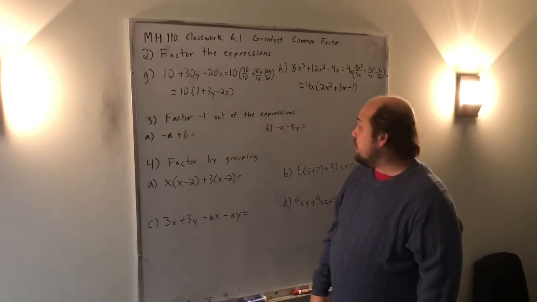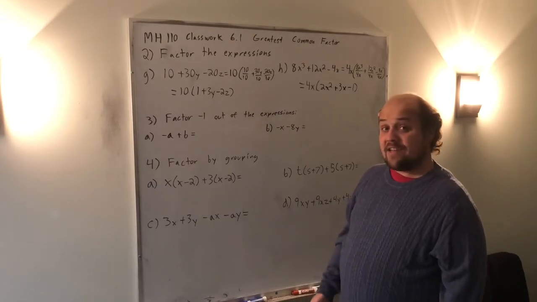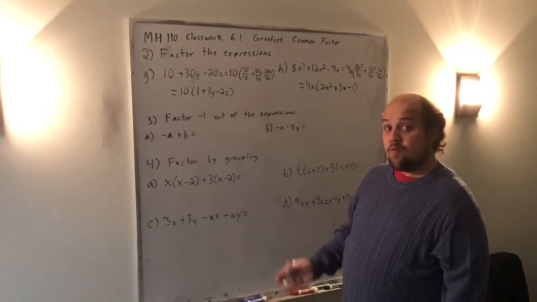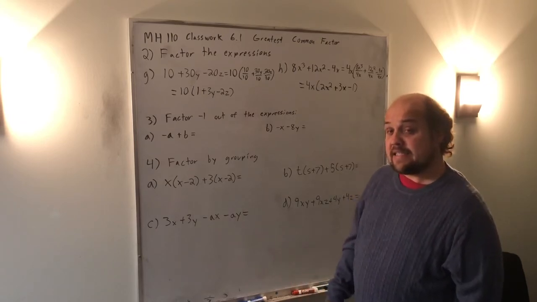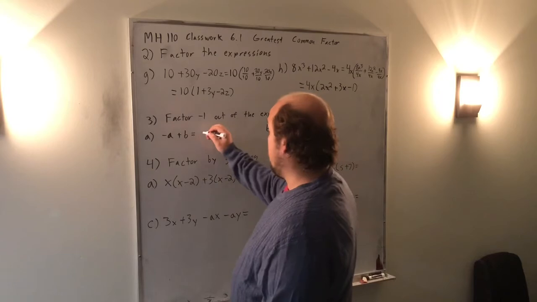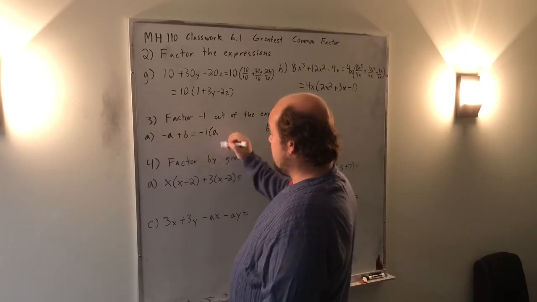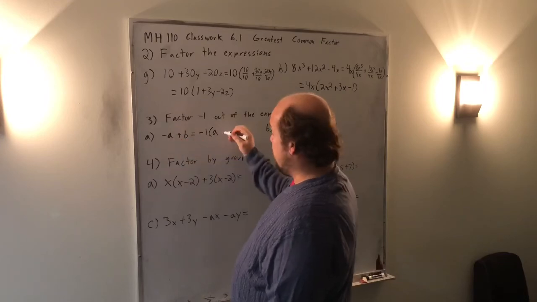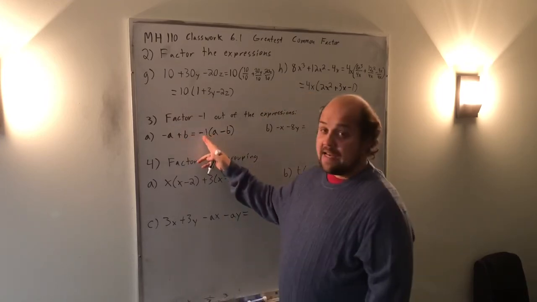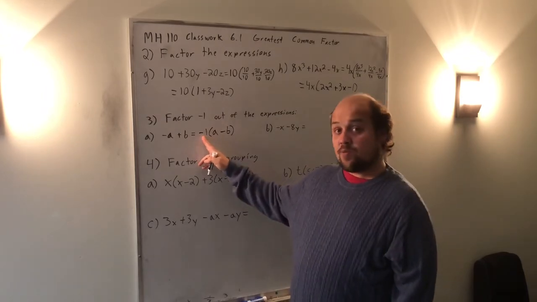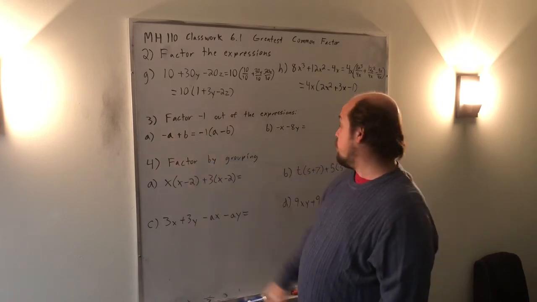In problem 3, it just tells me to factor a negative 1 out of the expressions. Factoring a negative 1 out of something just means write negative 1 outside the parentheses and change every sign inside the parentheses. So here I'm going to write negative 1 outside. What used to be a negative a becomes a positive a. What used to be a positive b becomes a negative b. So again, I'm just writing a negative 1 outside the parentheses is what I factored out, and changing the sign of each of the original terms.